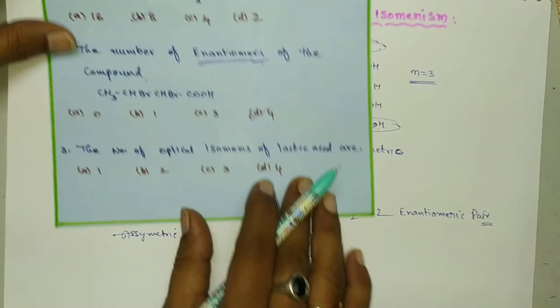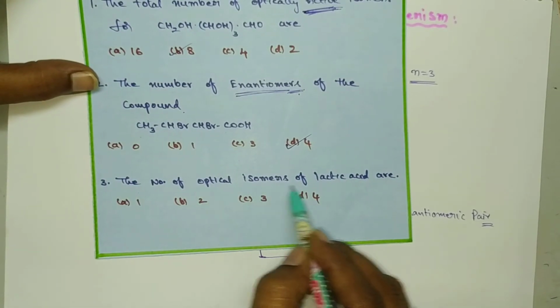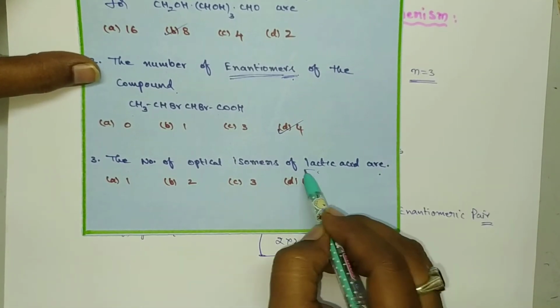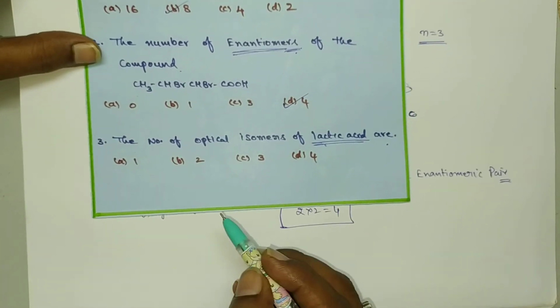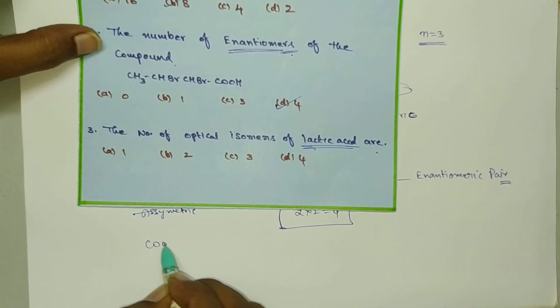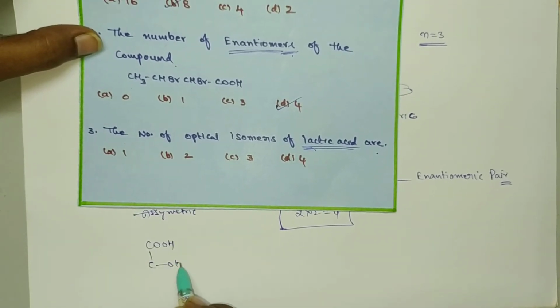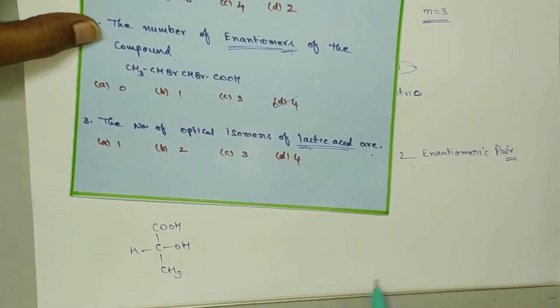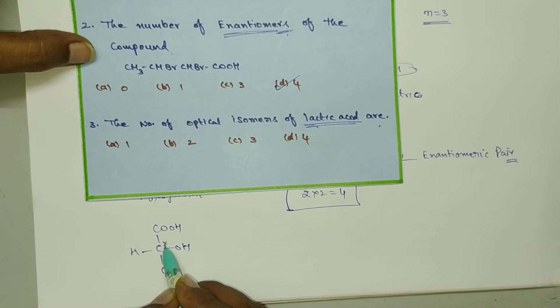Okay, and next one: the number of optical isomers of lactic acid. Here we have to know the formula for lactic acid. So what is the formula for lactic acid? Lactic acid is COOH, COH and H and CH3. So this is lactic acid. This lactic acid consists of only 1 chiral carbon.